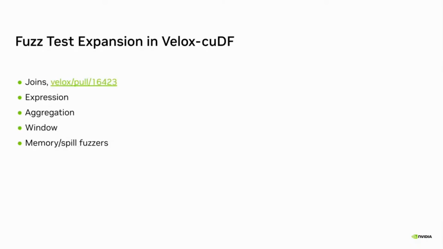Next, for the fuzz testing, to make sure that we have a reliable and robust Velox cuDF, we want to expand whatever Velox already has on fuzzers. So they have join fuzzers, expression, aggregation. We already have an open PR for adding join fuzzer, and we will be adding more fuzzers on expressions, then aggregations, then windows, then once we have GPU memory management and spilling enabled, we'll have memory and spill fuzzers also.